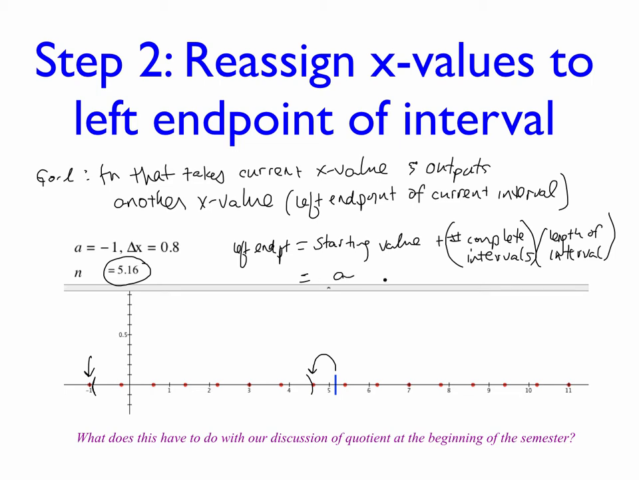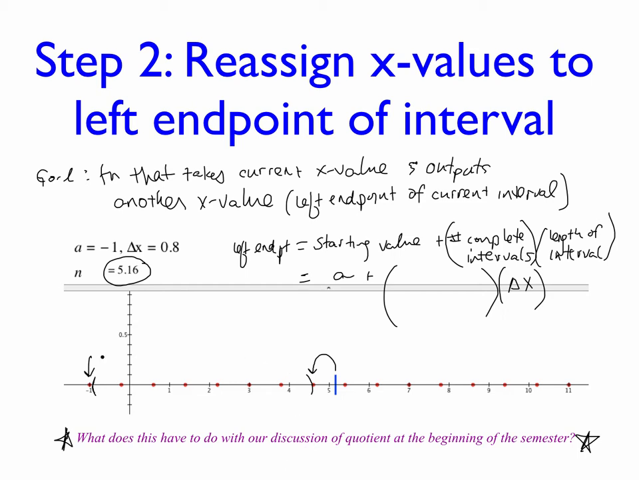Okay, so the cool thing is I've given the starting value a name. I called it A, okay? The length of each interval, we know, that's delta x. So that's the second piece. But this number of complete intervals, this is where my question at the bottom of the screen comes into play. What on earth does figuring out the number of complete intervals have to do with stuff that we've learned at the beginning of the semester?